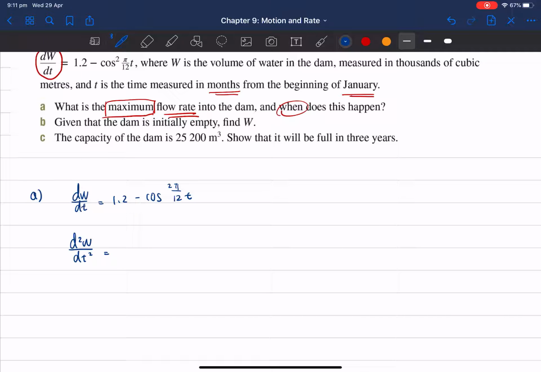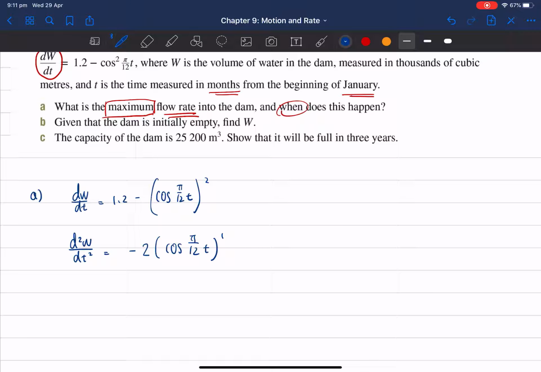When you differentiate 1.2, it disappears. Now you just have to differentiate that one here. You need to basically treat this one like a bracket. So I'm just going to rewrite this so it'll be easier for everyone to see. That will be cosine of pi over 12t, bracket squared. That way it's a bit easier for everyone to see the derivative happening here. So it's a chain rule, so put a 2 in the front.